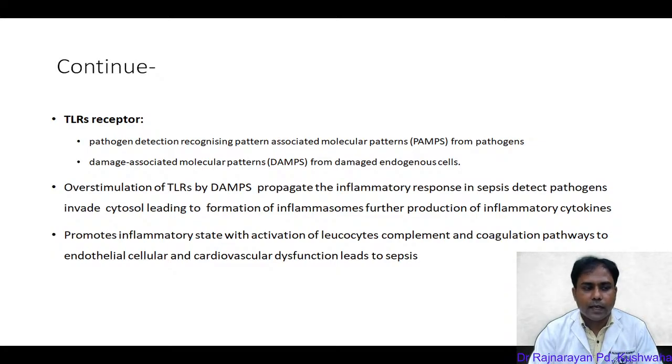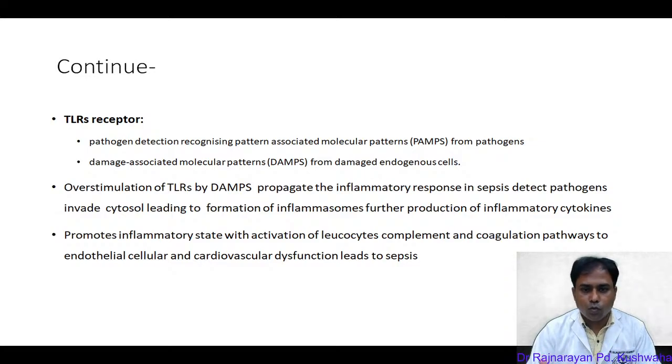PAMPs and DAMPs are detected by toll-like receptors. Overstimulation of toll-like receptors by these DAMPs propagates the inflammatory response in sepsis, and pathogens that invade cells lead to formation of inflammasomes for the further production of inflammatory cytokines. This promotes an inflammatory state with activation of leukocytes, complement and coagulation pathways, leading to endothelial, cellular and cardiovascular dysfunction and sepsis.